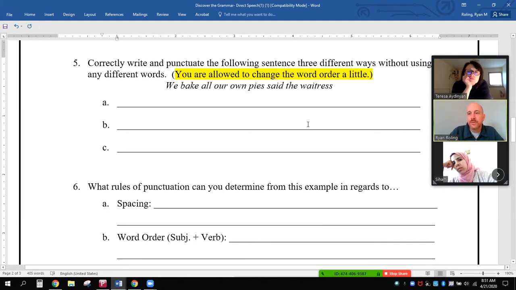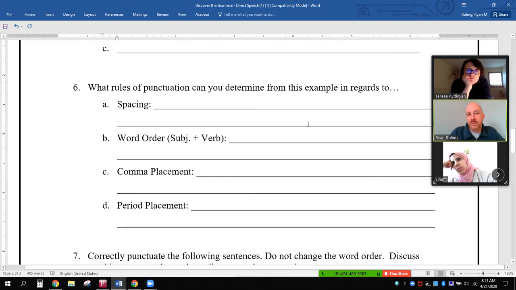And I want you to think about 3 different ways that you might write this sentence. I want you to use the same words, but in a different word order. Actually, we're going to do this one here together, and then I'll put you in small groups for section 6, and I want you to create rules for direct speech regarding spacing, word order, where you put the comma, and where you put the period.